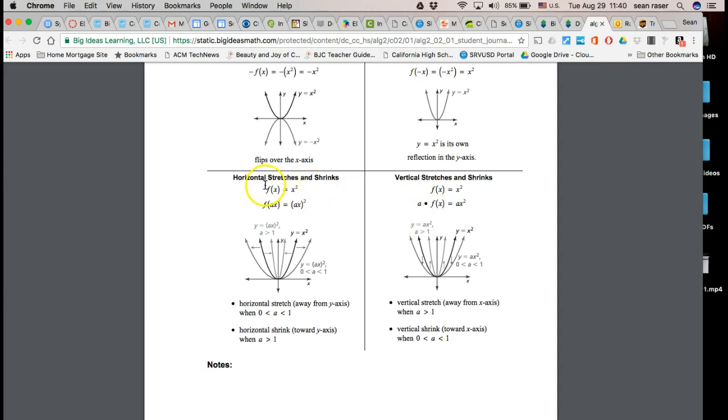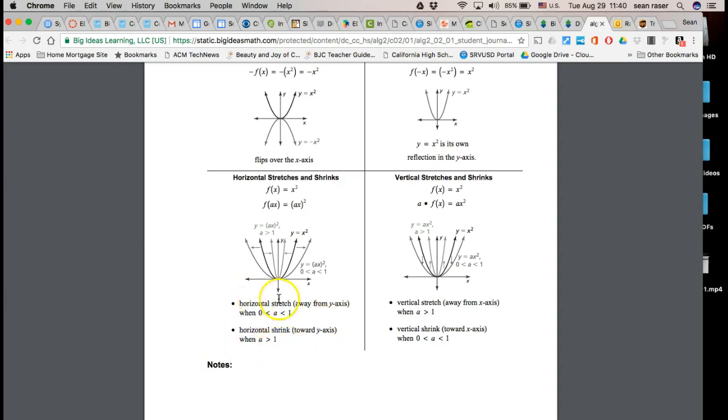Now a horizontal, this is where you're either stretching away from the y-axis or shrinking towards the y-axis. And this involves multiplying your input by a constant. Now, remember, with vertical stretches and shrinks, it's a stretch if your constant is greater than 1, and it's a shrink if your constant's between 0 and 1.